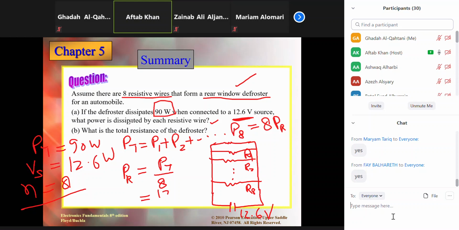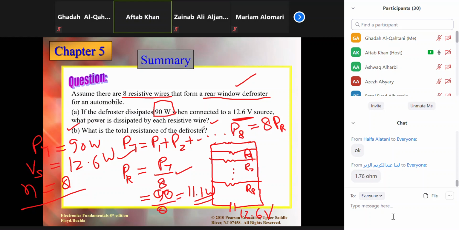Here it is going to be how much? 90 over 8, which is 11.1 watt. This is the formula. You know the logic: you divide. You are also right, but I was asking for the formula. But what you did there is absolutely right, because your logic is that it is divided into 8, so I just divide by 8. All right. So next one, what is the total resistance of the defroster? Second part, what is the total resistance of the defroster?